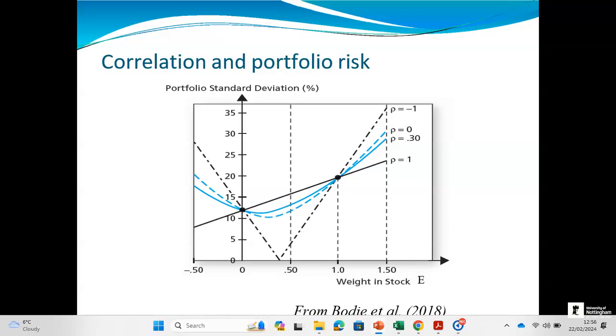So the key point here is what you need to take into account: the correlation between assets and how much you're going to put in each asset to create the portfolio.